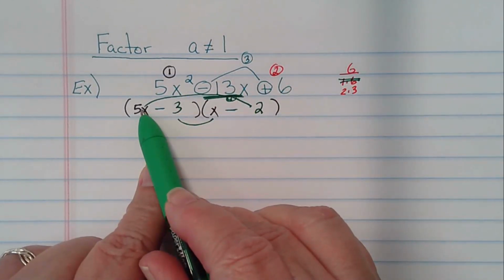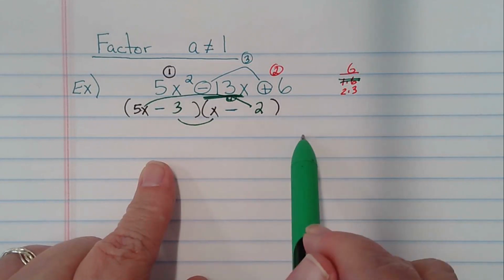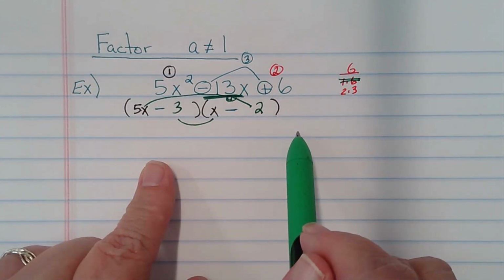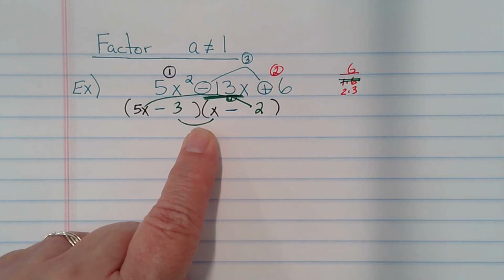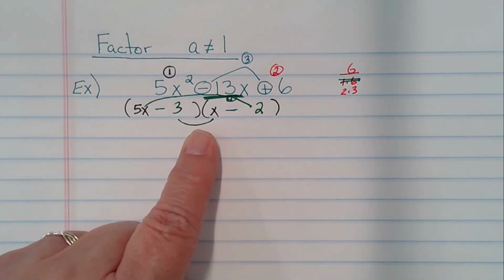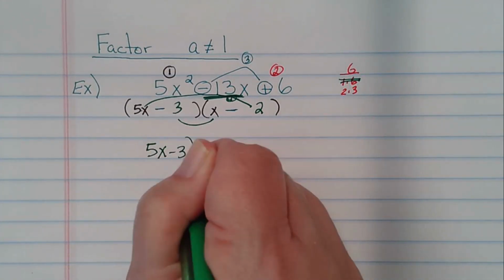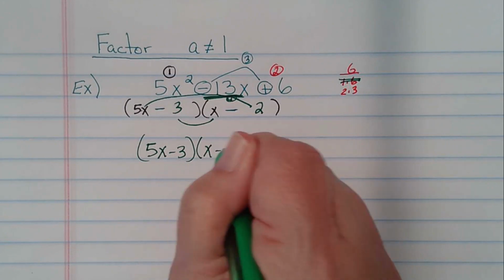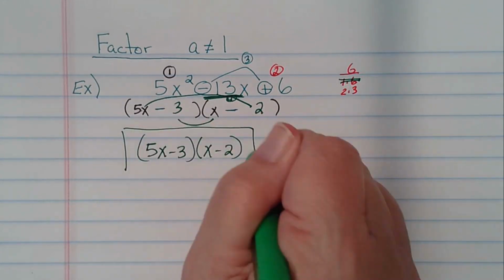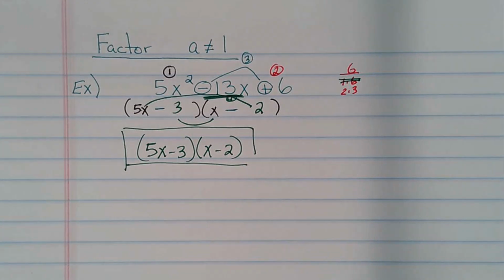5 times 2, I've got negative 10. Negative 3 times x, I've got negative 3. Negative 10 and negative 3 is negative 13. So ding, ding, ding, that's my right factors. So just to make a clean copy, 5x minus 3 times x minus 2. And of course, I can always go back and distribute to check that I am correct.